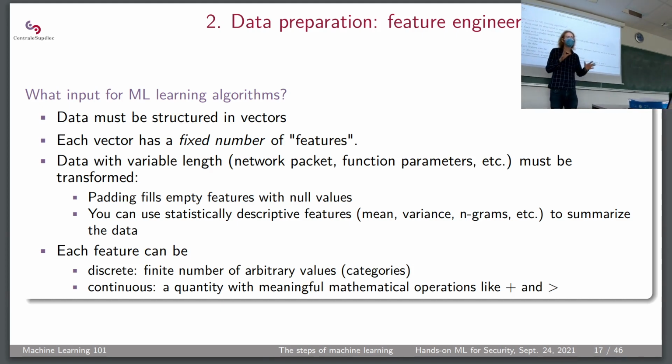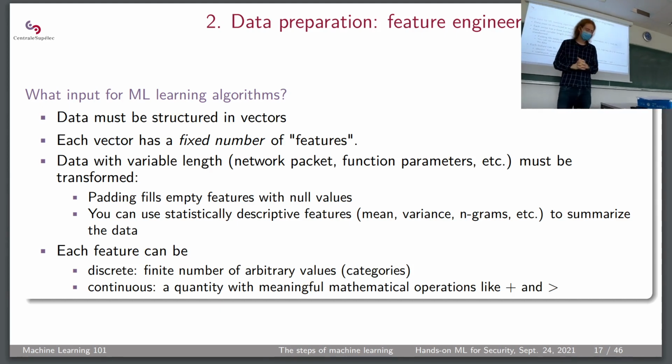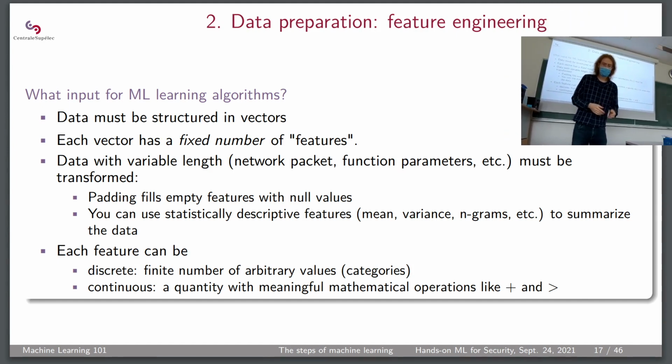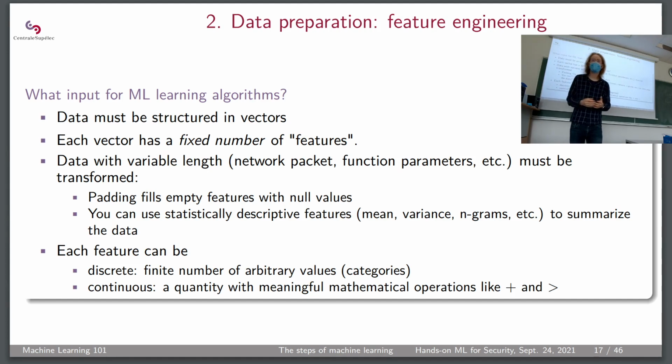Okay, we talked a bit about experiments. Now, okay, I'll run some measures. I want to use machine learning. What is the format I need to use for a machine learning algorithm? For them, data must be structured into vectors. A vector is a structure with a fixed number of what are called features.